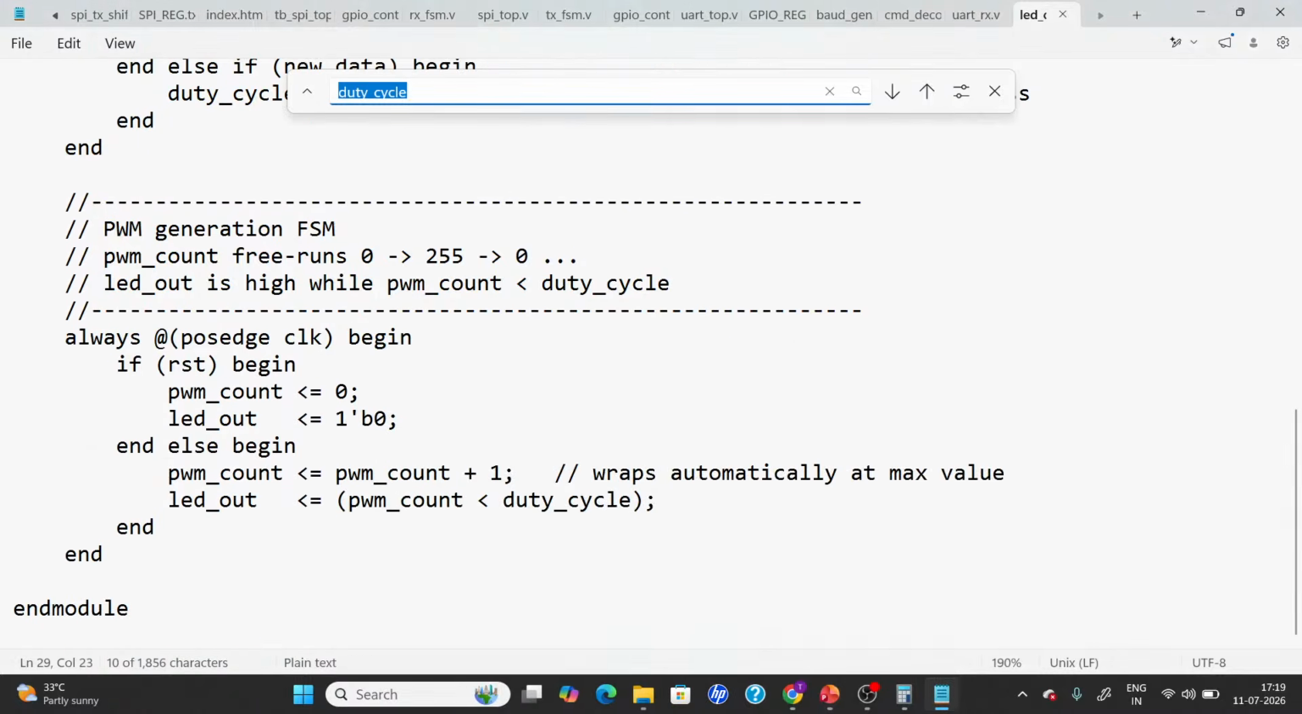So I have taken a counter, which is nothing but pwm_counter. This will be incrementing, and when it is less than the duty cycle, led_out will be equal to 1. And if it has reached the duty cycle, led_out will be equal to 0. This is the logic we have written for controlling the brightness of my LED. So this is how we are going to control the LED using this particular UART frame.